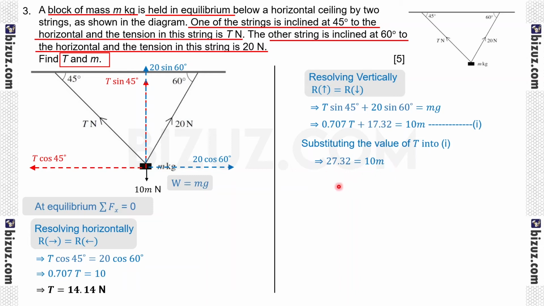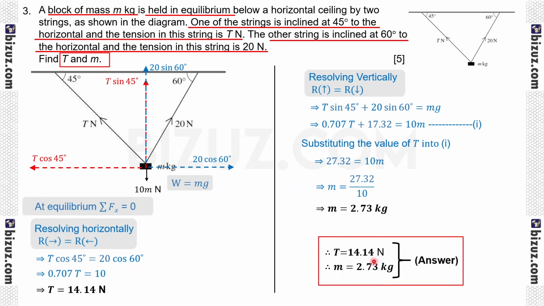Now m equals 27.32 by 10, which is 2.73 kg. Therefore, we have found the value of m. So T equals 14.14 newtons and m equals 2.73 kg. This is the answer to this question.